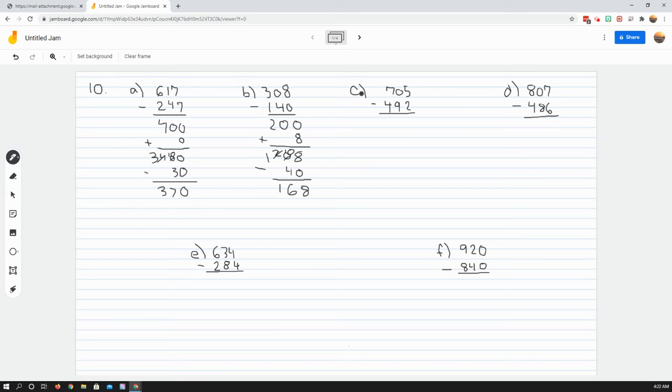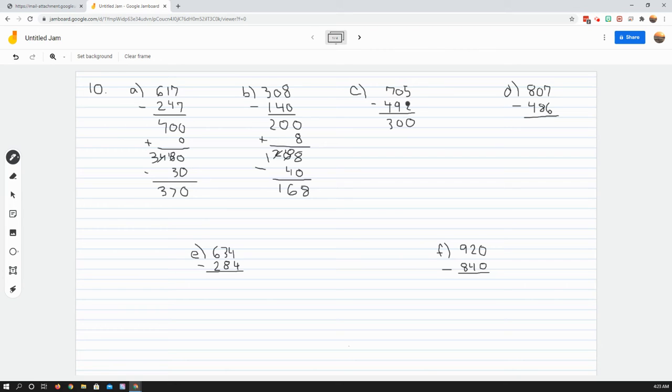Let's look at letter C. So we have 705 and we have to subtract 492. So if I have 7 and I take away 4, I'm going to be left with 3. And because it's in the hundreds place, I'm going to write those two zeros. It's going to be 300.